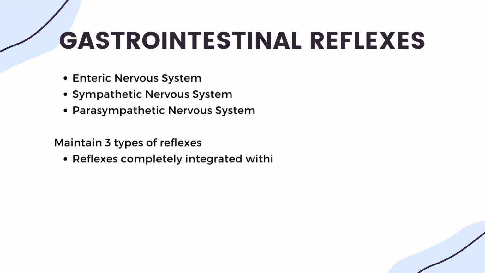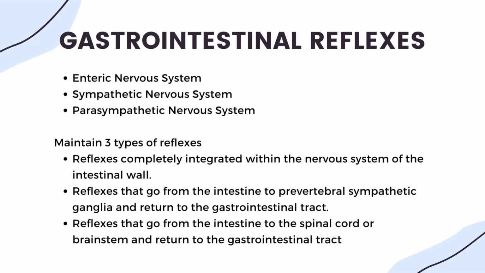The main gastrointestinal reflexes, in the enteric nervous system, the sympathetic nervous system and the parasympathetic system, maintain three main types of reflexes. These reflexes are completely integrated within the nervous system of the intestinal wall. Reflexes that go from the intestine to the prevertebral sympathetic ganglia and return to the gastrointestinal tract, and reflexes that go from the intestine to the spinal cord or brainstem and return to the gastrointestinal tract.